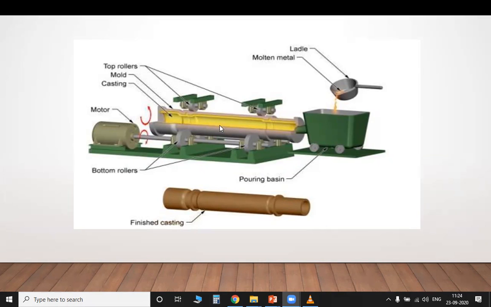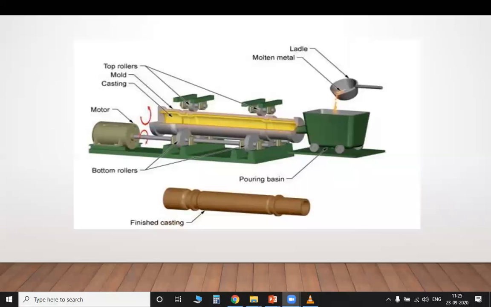After it is filled to some extent, the total mold is taken out and removed, and it solidifies until the part is done. So this is the finished casting. Clear, students? These are the main parts: the pouring basin, ladle, molten metal, bottom rollers, motor, casting, mold, and top rollers. One thing to understand is that the pouring basin is connected to the mold.